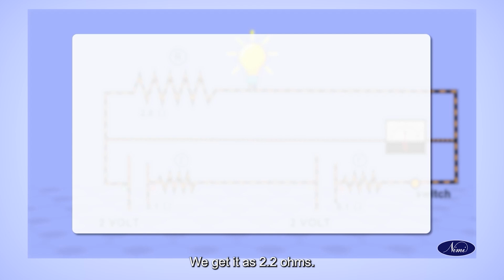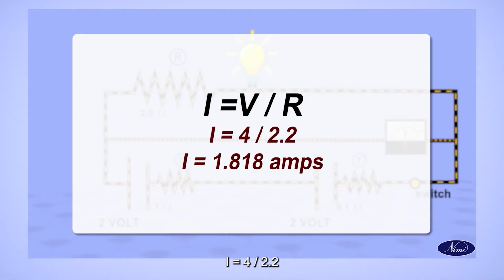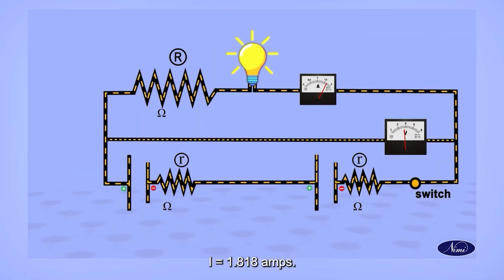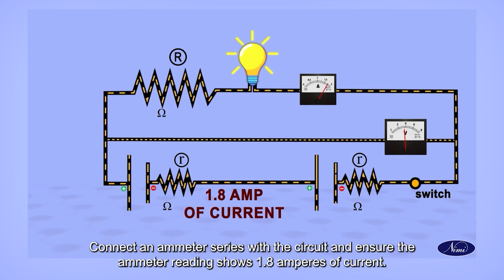Substitute the values in the formula. I is equal to 4 by 2.2. I is equal to 1.818 amps. Connect an ammeter in series with the circuit and ensure the ammeter reading shows 1.8 amperes of current.